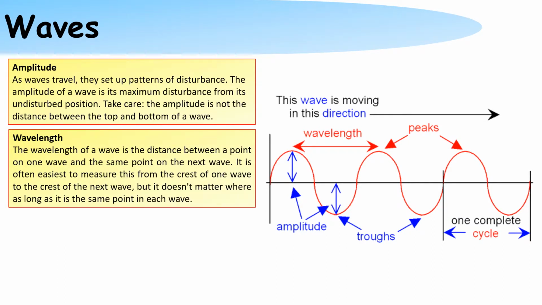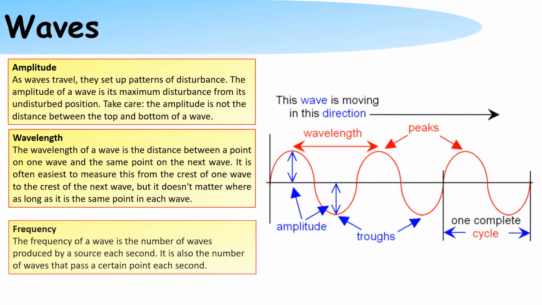The wavelength of a wave is the distance between a point on one wave and the same point on the next wave. It is often easiest measured from crest to crest or trough to trough. The frequency of a wave is the number of waves produced per second. It is also the number of waves that pass a certain point.